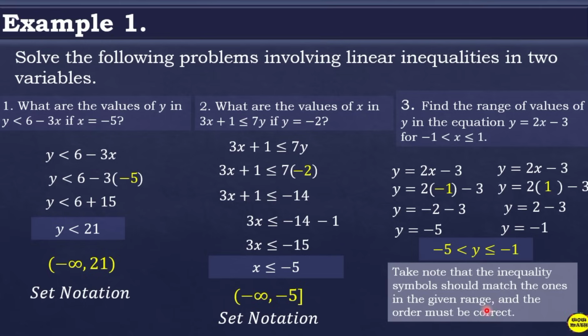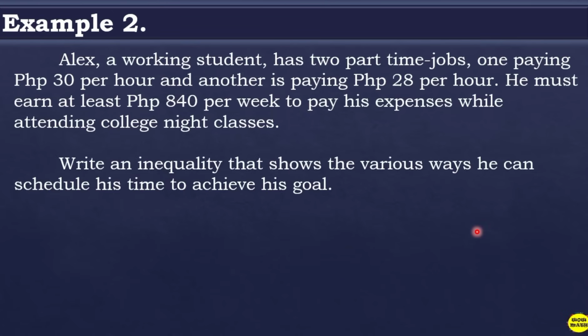Okay? And the order must be correct. Hindi pwedeng ito greater than o kaya ito nandito, ito nandun. Okay. So, tandaan po na kung ano po yung makukuha nating sagot dito, that will be the range, and then take note that the inequality symbol must be the same dito sa ating answer. Okay? So, therefore, the range of values of y in the equation y is equal to 2x minus 3 is greater than negative 5 but less than or equal to negative 1. Okay, let's have this one.